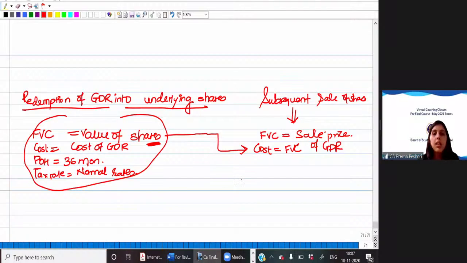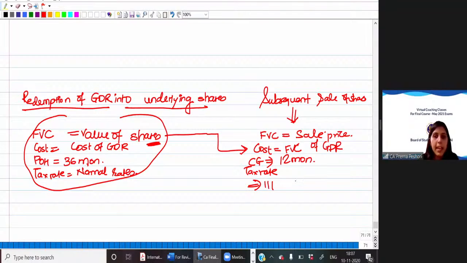Is it clear? So capital gain, long term or short term, what would be the period of holding? Period of holding here would be 12 months. Why? Because period of holding is computed in this case for the shares. Clear?